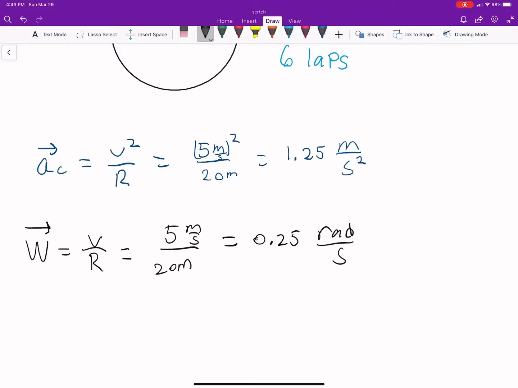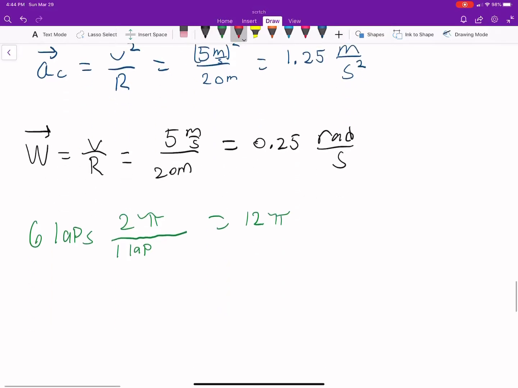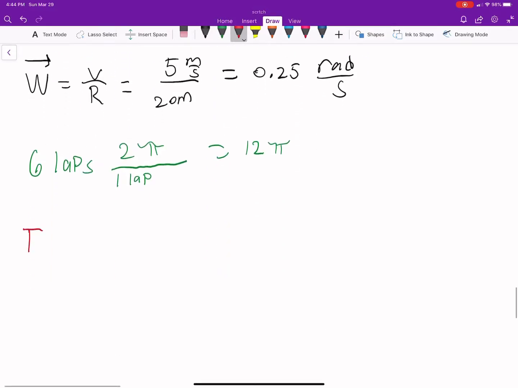Now, you've completed 6 laps, so let's talk about the laps a little bit. Well, we know 1 lap is equal to what? 1 lap is just 2 pi. So instead of saying 6 laps, we can consider this just being 12 pi. So let's say we want to find the period. The period, which usually is T, is 2 pi divided by omega. So 2 pi, we just found omega, 0.25. This ends up equaling 8 pi.